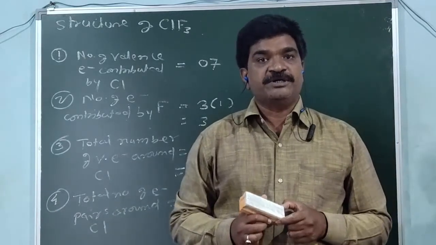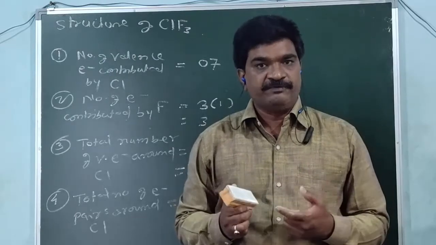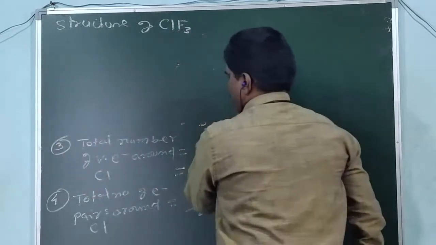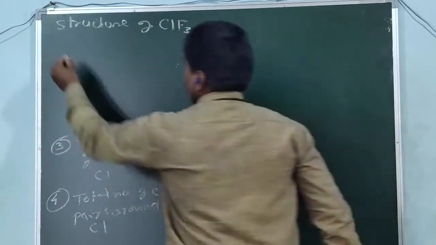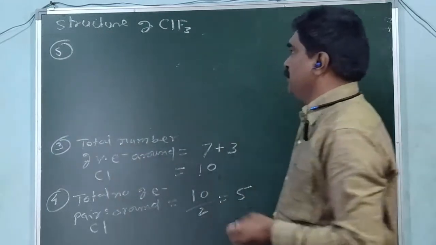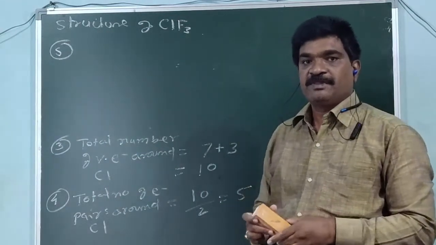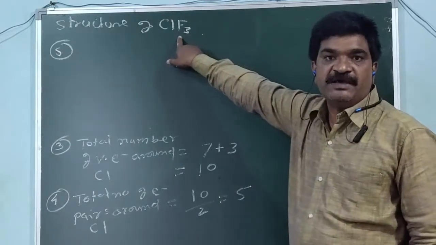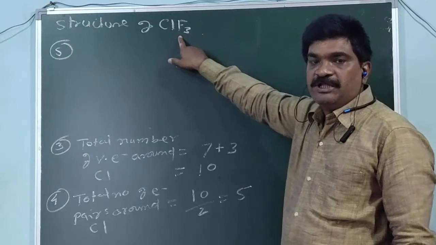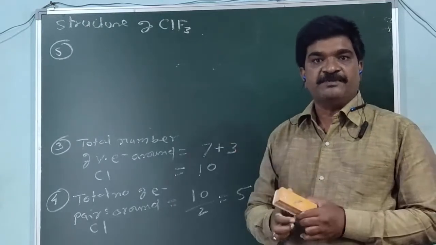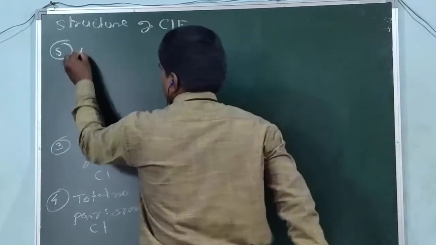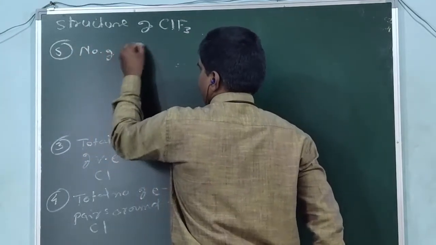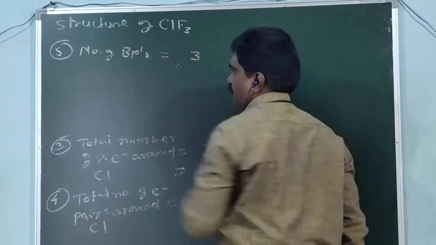Now our job is to determine the number of bond pairs and number of lone pairs. Let's see, since there are 5 electron pairs, out of which, you see, in ClF3 there are 3 Cl-F bonds. So the number of bond pairs in ClF3 will be equal to 3.